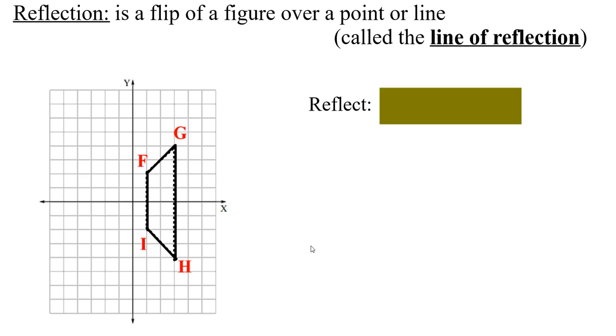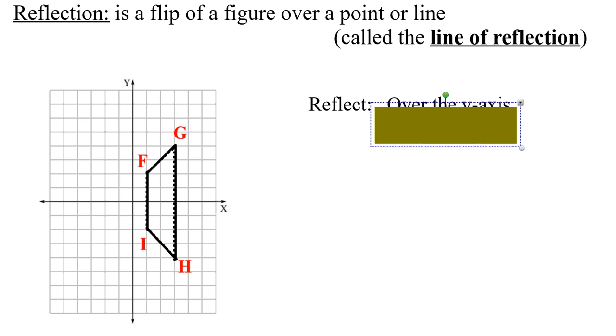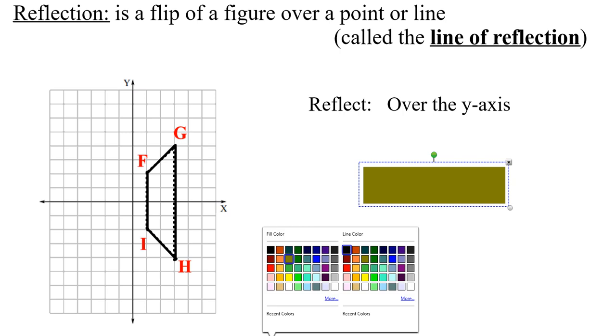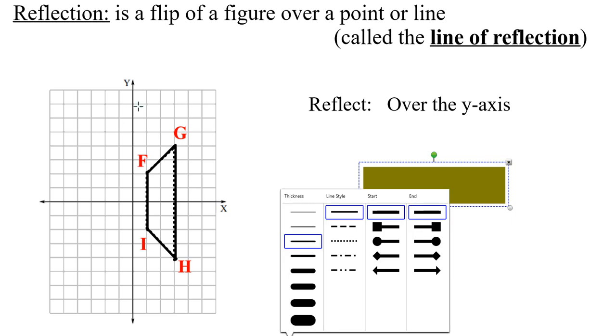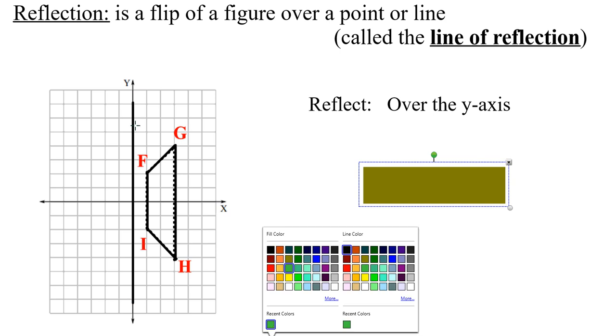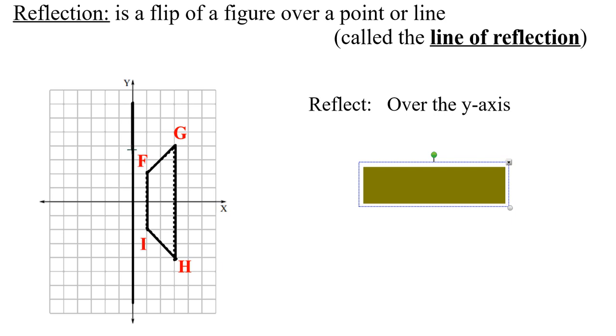So let's take a look at this reflection, and here we have a figure, FGHI, and it's a trapezoid. So let's take a look at that. We know that we're going to flip it over the y-axis. So let's draw a line of reflection here. We'll make it green and a little thinner. There we go. And we'll draw a line of reflection right here. Let's make that line green. There we go.